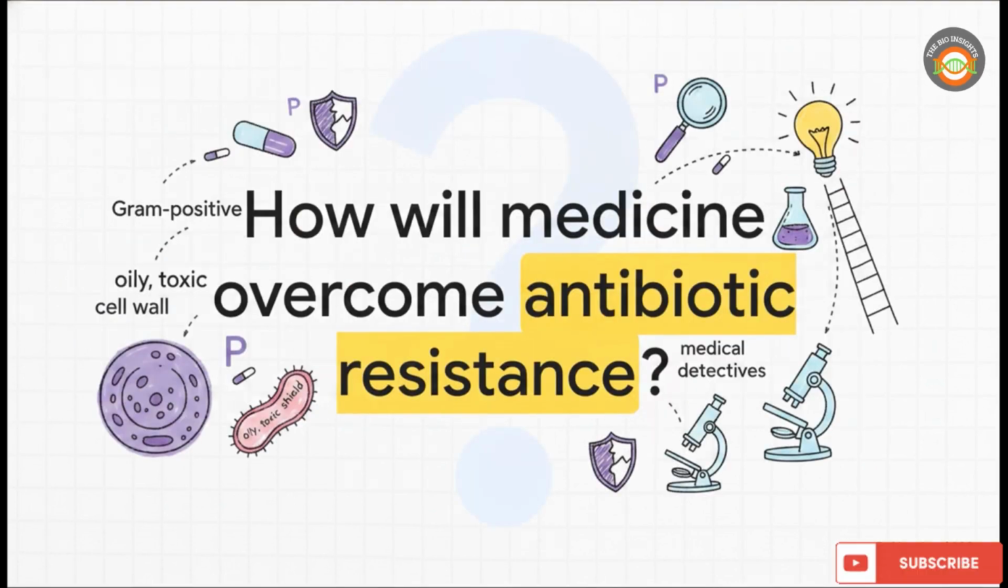By simply knowing P is for purple and positive and understanding the thick, rigid walls versus the thin, oily, toxic shields, you now see the battlefield exactly as doctors do. It's like a giant microscopic puzzle, and you've got the key. But it leaves us to wonder, as gram-negative bacteria continually adapt their outer lipid shields, how will modern medicine evolve to overcome this growing crisis of antibiotic resistance? That is the next great case for our medical detectives to crack.